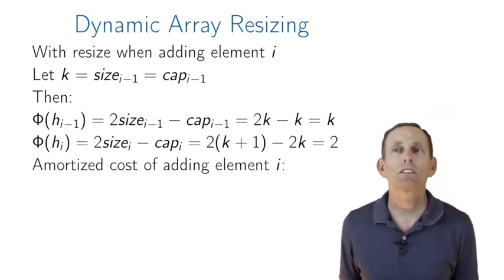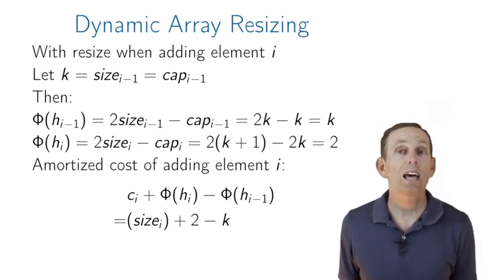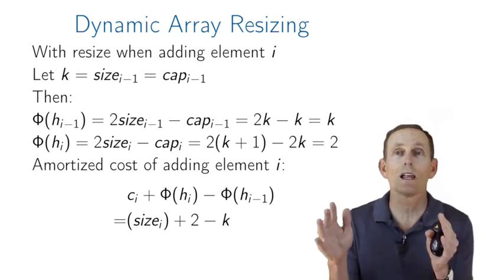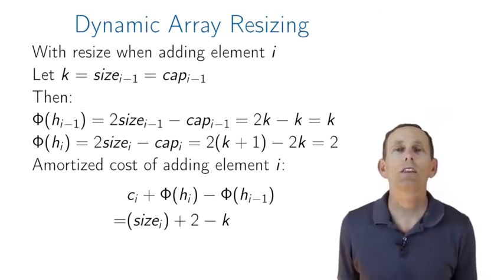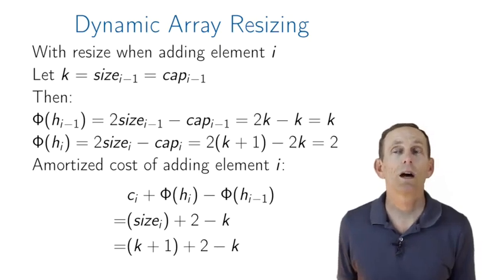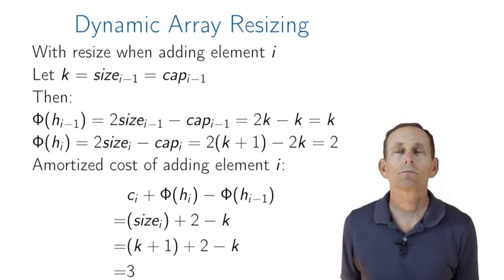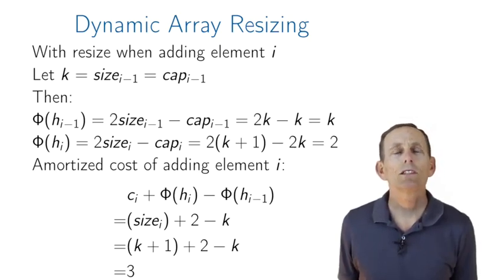So the amortized cost of adding the element is c sub i plus phi of h sub i minus phi of h sub i minus 1. The true cost is just size of i, because that's the number of elements we have to move, size of i minus 1 elements, and then add the 1 new element. So we have size of i plus 2 minus k, which is just k plus 1 plus 2 minus k, which is 3. So what we have seen now is that the amortized cost using the physicist method of adding elements is 3.